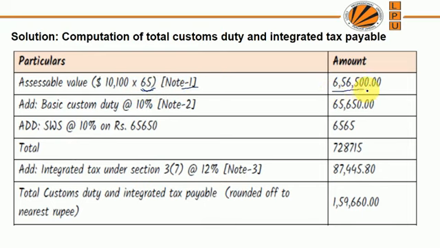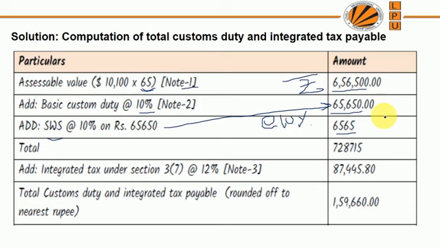So 6,56,500 is the value in Indian rupees. Then basic custom duty, we have chosen 10%. We have already discussed. You can write down in note 2 how we have chosen this value, which comes to 65,650. We have to calculate SWS on the value of basic custom duty at the rate of 10%, which comes to 6,565.